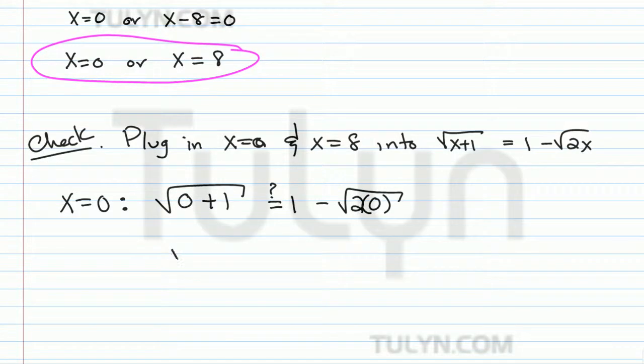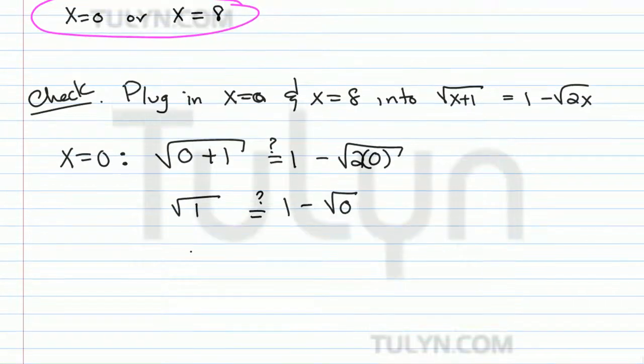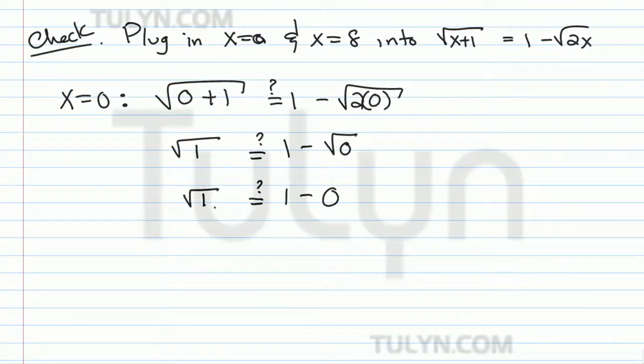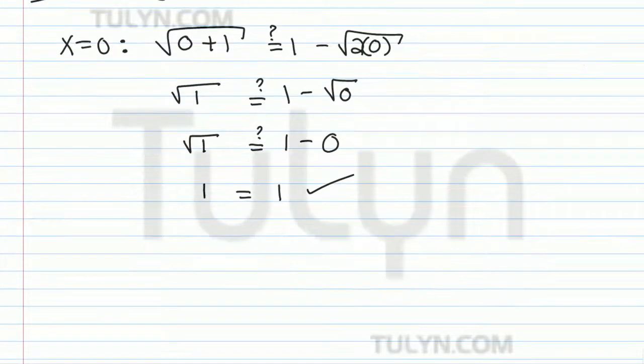So 0 plus 1, this is going to become the square root of 1, and we want to see if it's equal to 1 minus the square root of 2 times 0, which is 0. Because remember, anything times 0 is always going to be 0. So then we want to check to see if square root of 1 is equal to 1 minus the square root of 0, which is 0. And square root of 1 is 1, and as it turns out, 1 minus 0 is also 1. So this equation, x equals 0, checks out. So awesome! Now we need to check the second one.